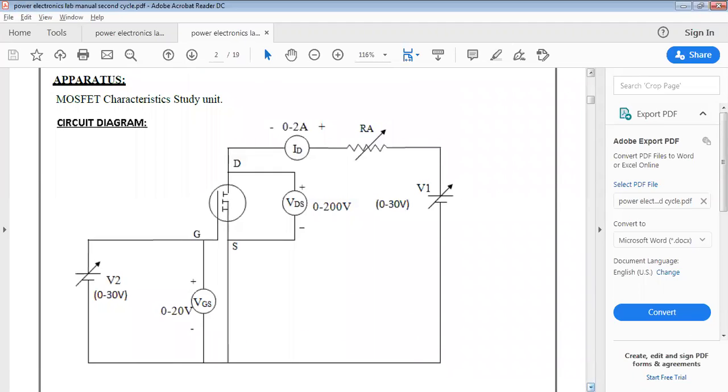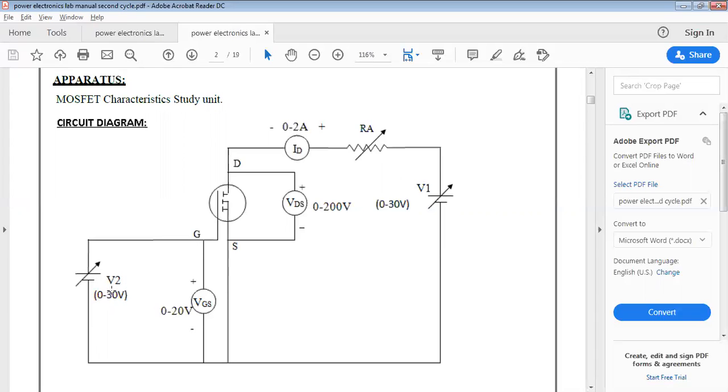The apparatus required is the MOSFET characteristics study unit. Basically, the MOSFET characteristics study unit has a MOSFET and a series resistance which works as a load, and there is one power source. This power source I am calling V1, and for powering the gate and source there is one more power supply. I am calling that V2.